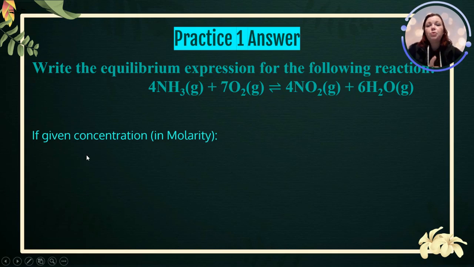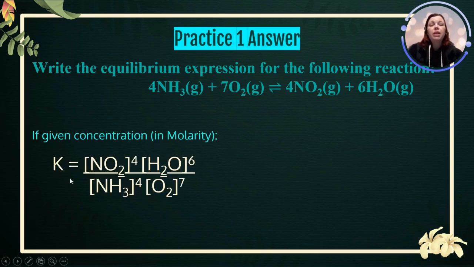So for this, if you're given concentration, which will be expressed in molarity, or they'll give you data that will allow you to calculate the molarity, so for example, moles or grams that you could convert to moles and liters. If you're given concentration, then you would write a K expression with brackets around each species raised to the power of their coefficient. Remember that we're going to have products on top and reactants on the bottom.